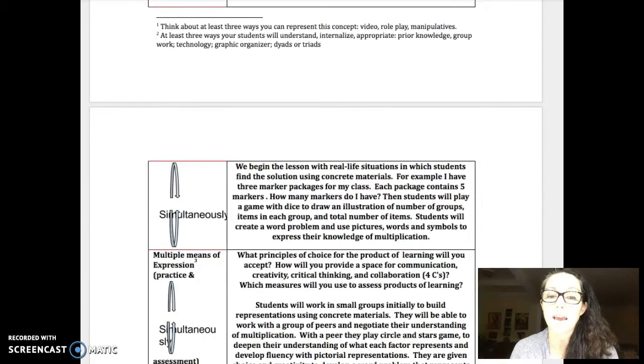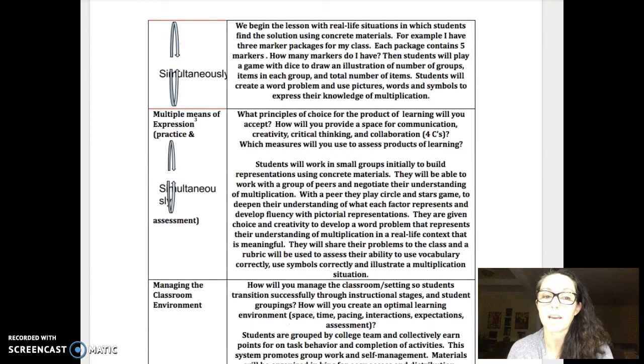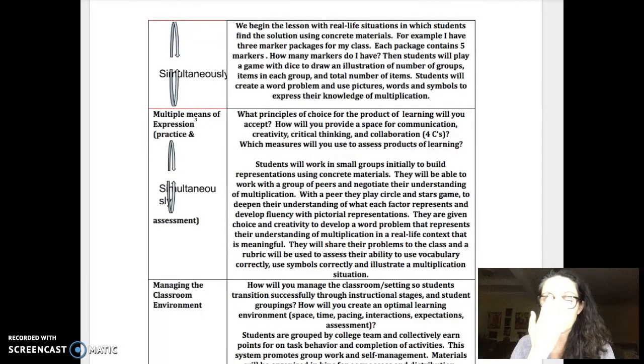They're going to play a game working with a partner. And this is going to give them an opportunity to draw some illustrations here. So it's another way to engage them, working with a partner. And by creating a word problem, they'll have some choice and some creativity as well. And how does this really tie into multiple means of expression? Okay, and this is the practice and assessment piece.